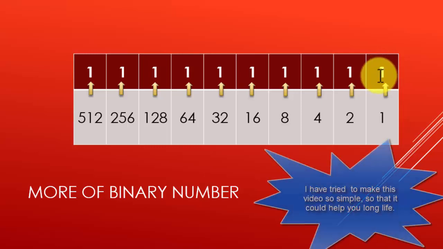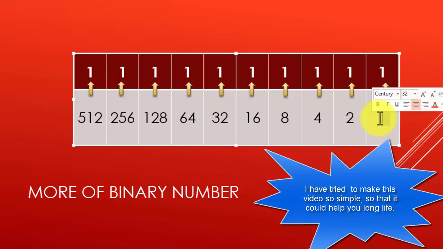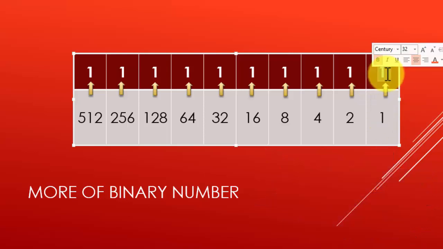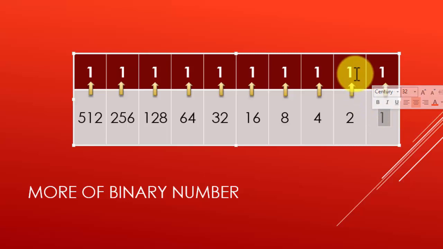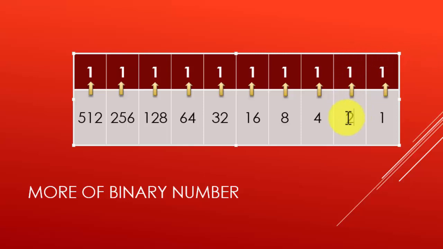If the first digit of a binary number is 1, then we think it's 1, and if it's 0, then we find it's 0. If the second box is 1, then we think this value is 2. I'm talking about converting to decimal. If this digit is 0, then we think this value is 0.